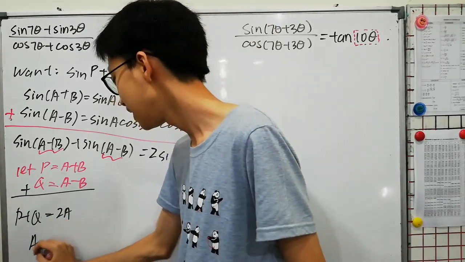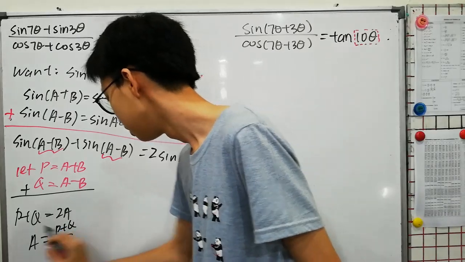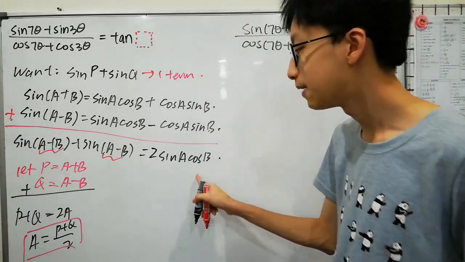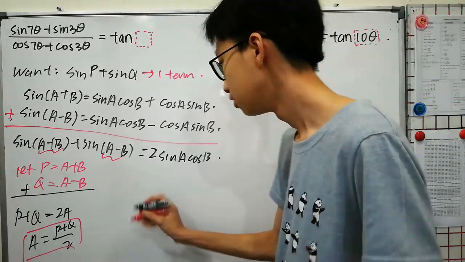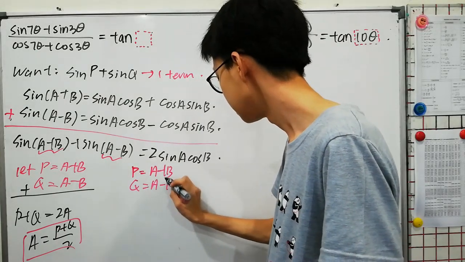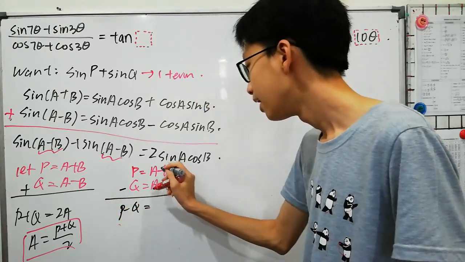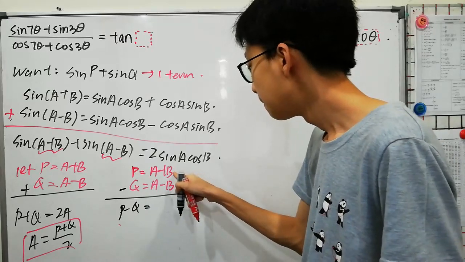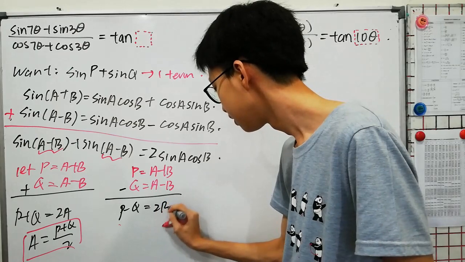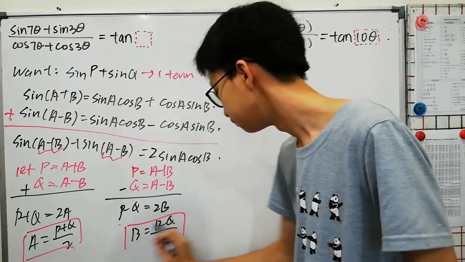Lastly, we express A in terms of P and Q. We will divide both sides by 2. And this is our A in terms of P and Q. We will do the same thing to express B in terms of P and Q. Okay, let me write it down for you. P equals A plus B and Q equals A minus B. We minus this time. We have P minus Q equals A minus A becomes nothing. B minus minus becomes plus. B plus B is 2B. Then B equals (P minus Q) over 2.